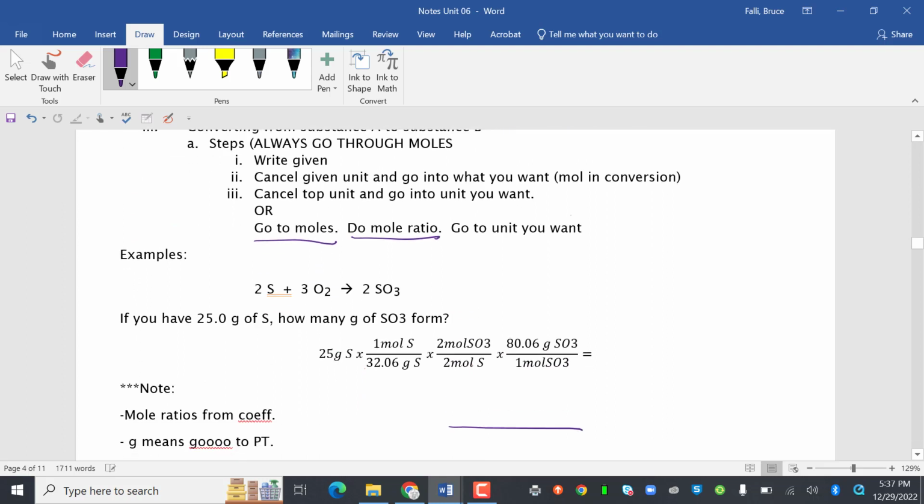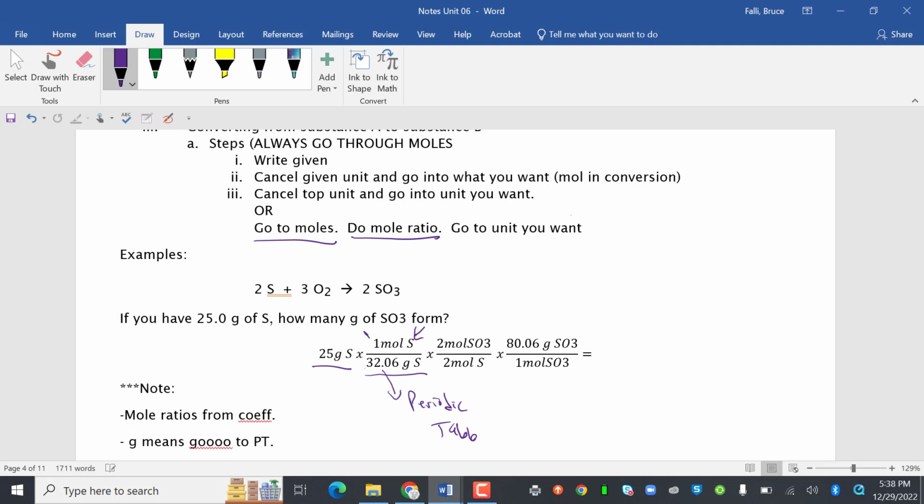I have 25 grams of S. How many grams of SO3 forms? Write your given, go to moles. Do you see how this is going into moles? I'm canceling grams of sulfur. 32.06 grams of sulfur, by the way, that came from the periodic table, equals 1 mole of sulfur, right? So they equal each other.